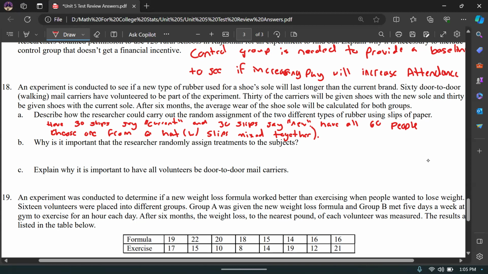Why is it important that the researcher randomly assign treatments to the subjects? Remember, the whole reason for this is to create two roughly equivalent groups. And the reason for that is to help avoid confounding. So it's to help avoid confounding by creating two roughly equivalent groups.